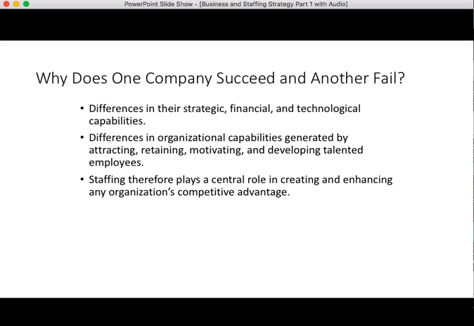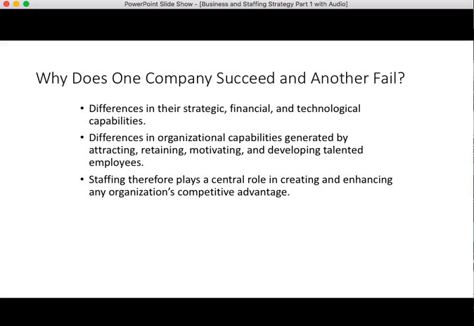So there are real differences in the financial decisions that each company makes, the technological capabilities that those companies have, and the strategic objectives that each company addresses. So how staffing plays a role in this is that even when we're staffing the CEO and the top management team, we need to be thinking about how do we attract and retain and motivate and develop these people in alignment with the strategic objectives of our particular company. So what we do is really unique.